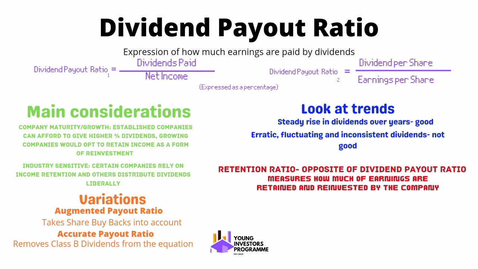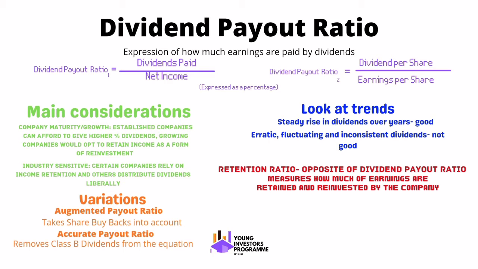Established companies could afford to give higher percentage dividends due to less reinvestment. Growing companies would opt to retain income to reinvest into the company so that they could grow and then one day, issue more dividends. It is industry sensitive, however. Certain companies do rely on income retention and others would distribute dividends much more liberally. So look at the industry you're in or companies in and work from there. It's also important to look at trends.